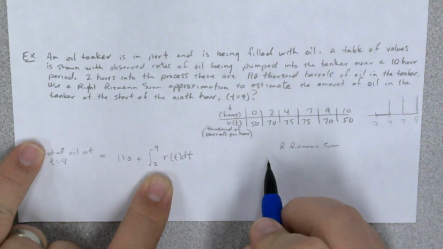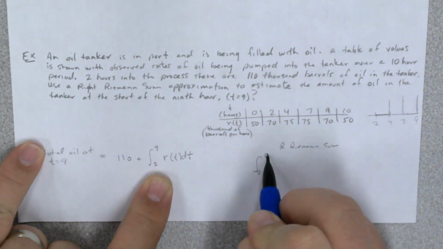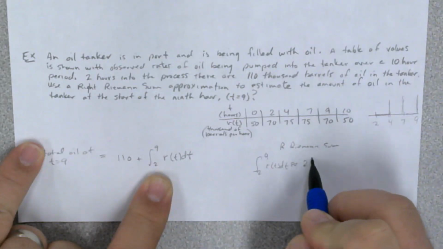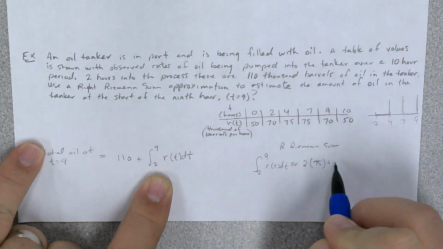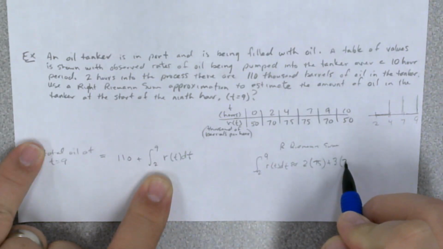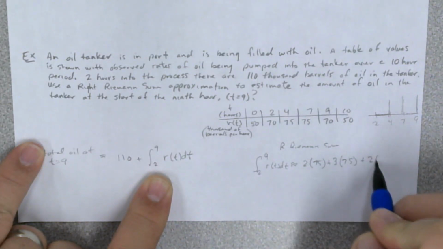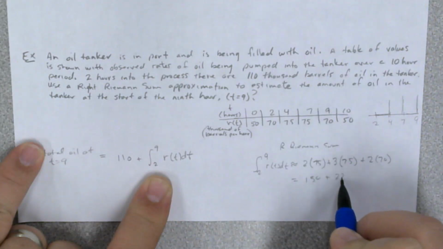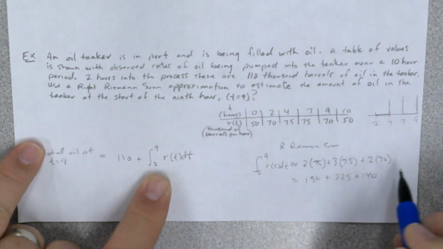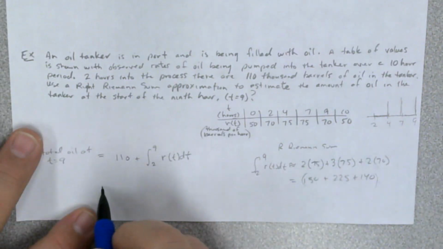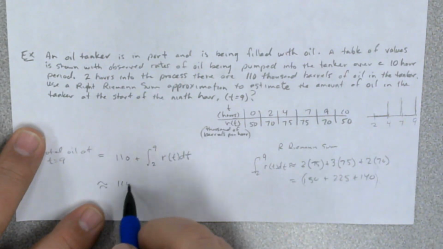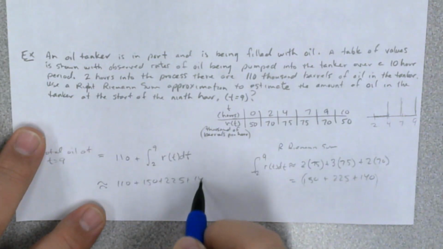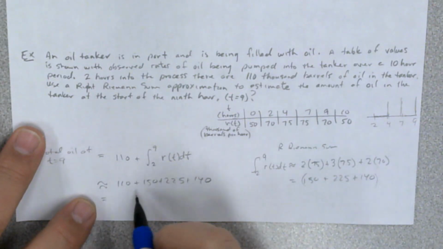So for my right Riemann sum, the integral from 2 to 9 of r of t dt is approximately 2 times 75 plus 3 times 75 plus 2 times 70. And so that is 150, 225, 140, and then I'm going to add these numbers to the 110. So this is approximately 110 plus 150 plus 225 plus 140, and that gives me a value of 625.